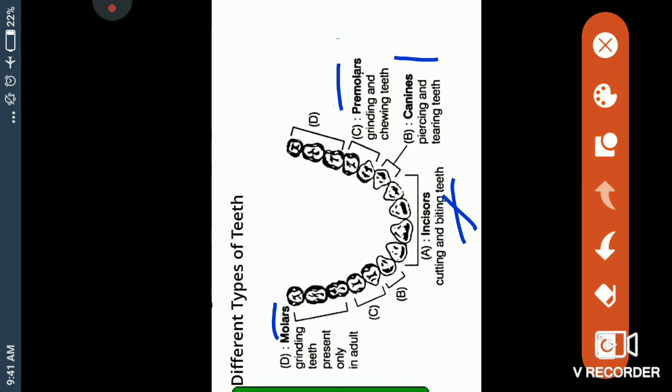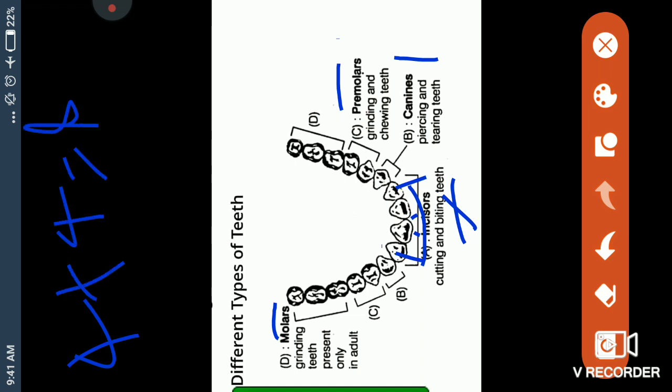Incisors are the front four teeth. You are seeing the front four teeth, these four. One, two, three, and four. These four in the lower jaw, and four in the upper jaw, means 4 plus 4 equals 8. When we eat something, they cut the bite. When we eat bread, sandwich, burger, they cut the bite.